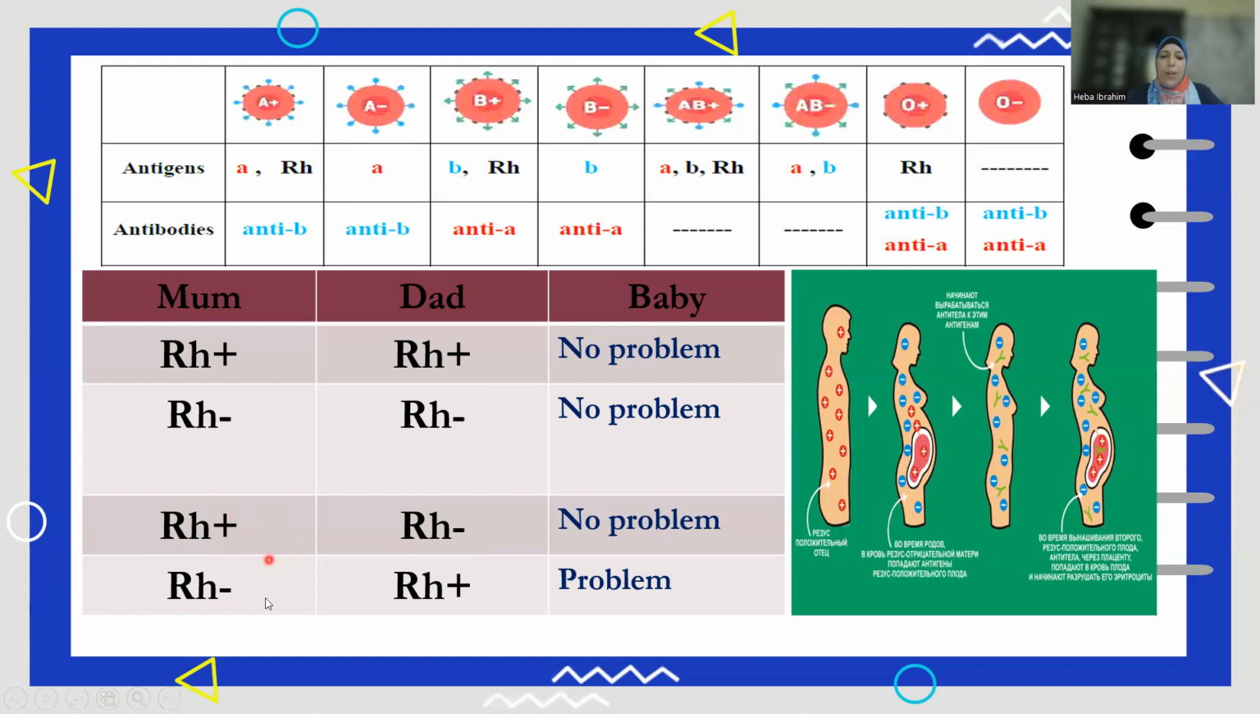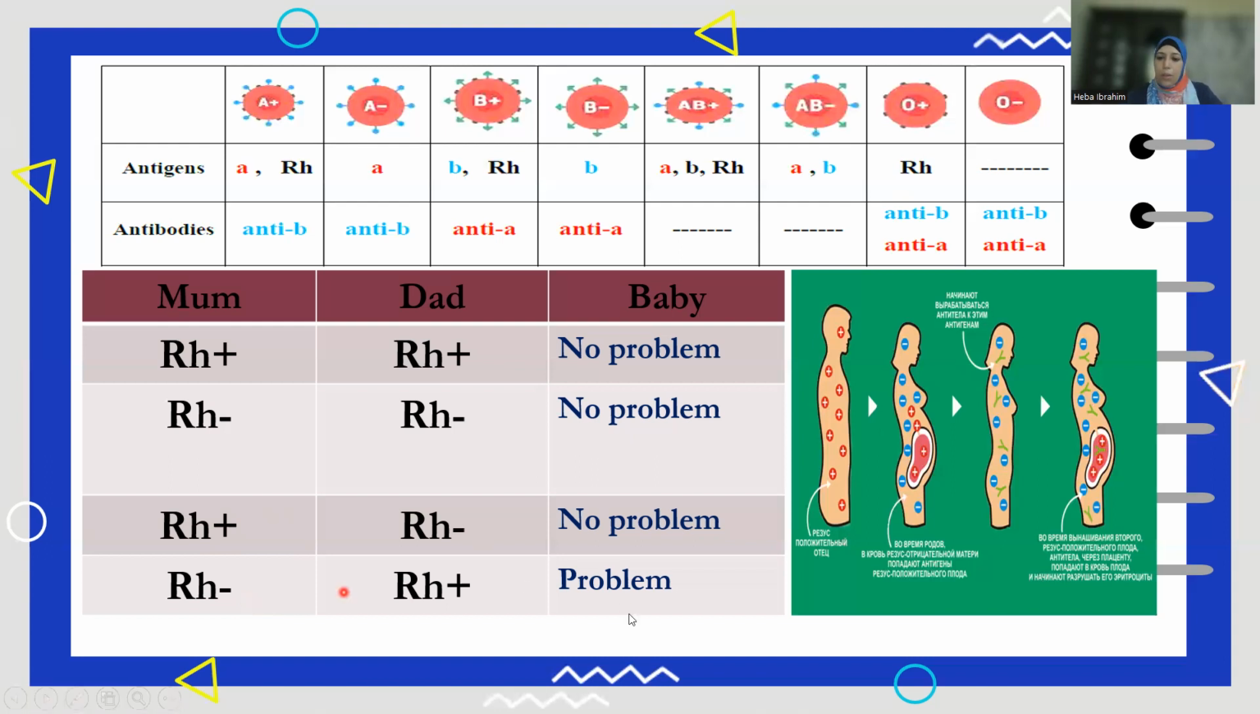But if the mother is Rh negative and the father is Rh positive, the baby will be like his father, because his father is carrying the dominant gene, but it's not like his mother. His mother is Rh negative. And this is a big problem.